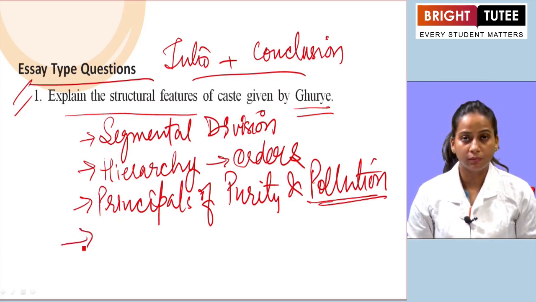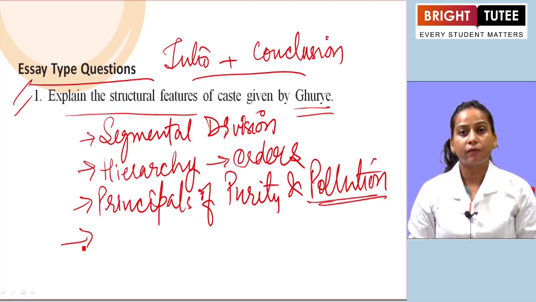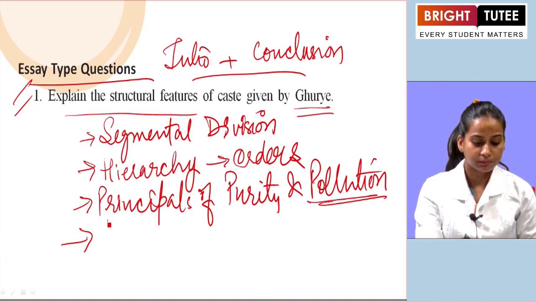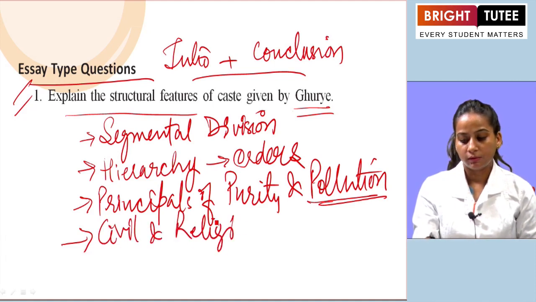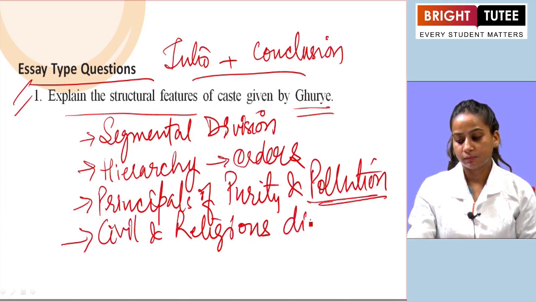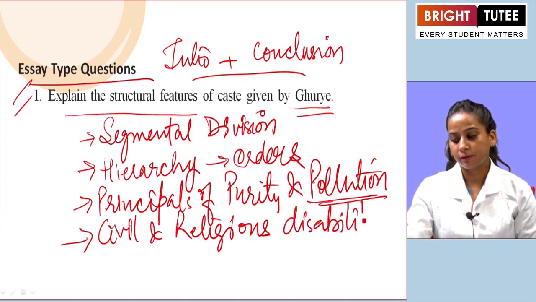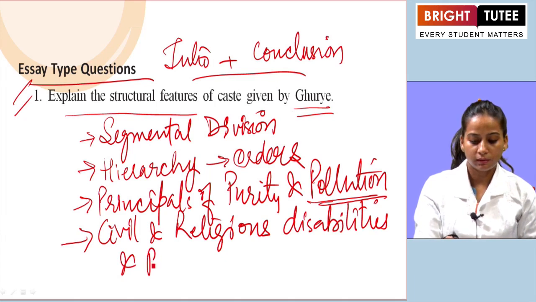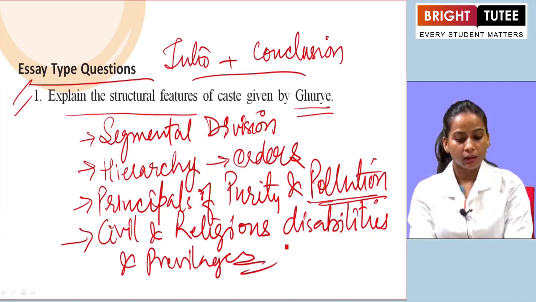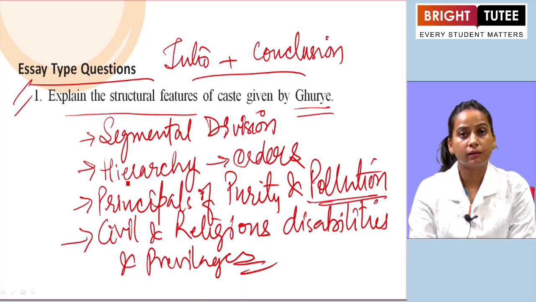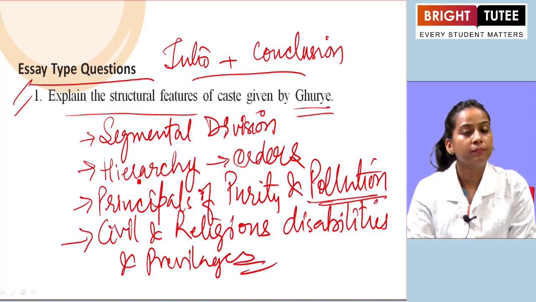Then we have to mention the next point related to that. We can here mention civil and religious disabilities and privileges. Here we can mention the higher castes are always getting the privileges by taking birth in the higher group.